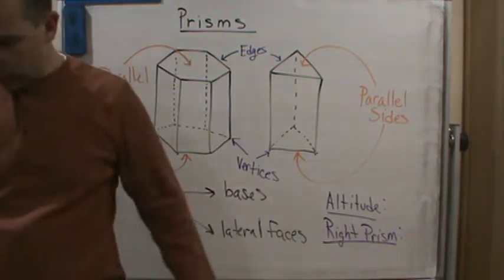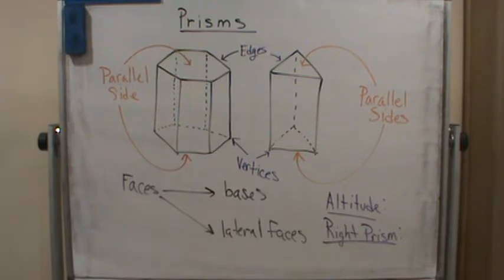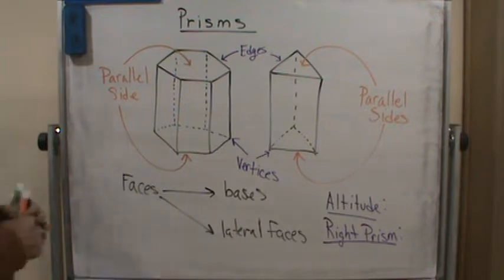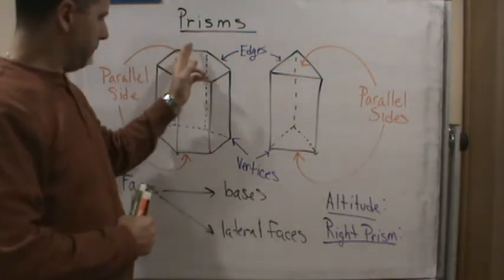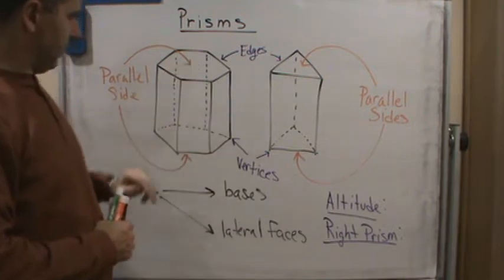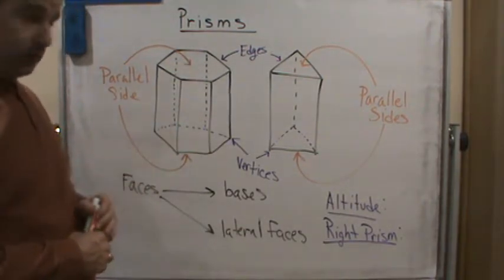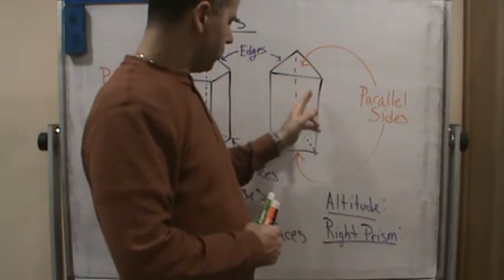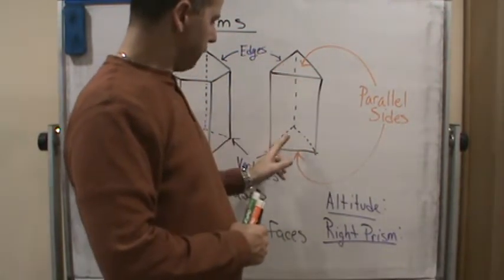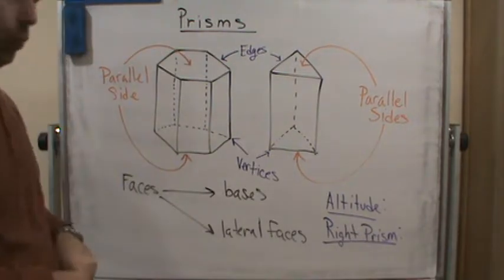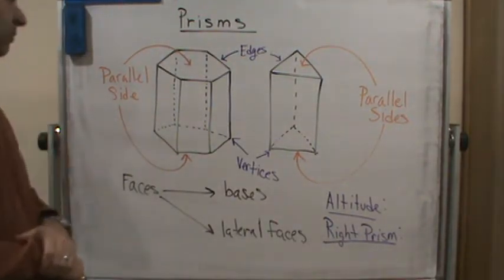The bases can be formed by any polygon shape. So a prism is just a solid figure that has at least one pair of parallel surfaces. For example, we can have two parallel surfaces that are, in this case, hexagons, or we could have a solid that has two parallel bases that are triangles, or any other polygon, if you will.